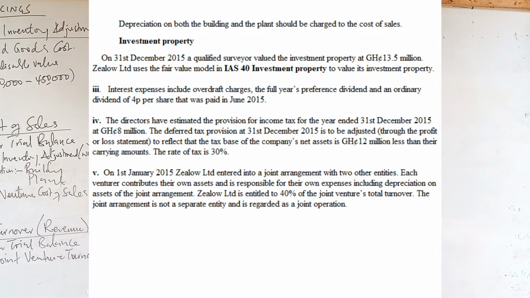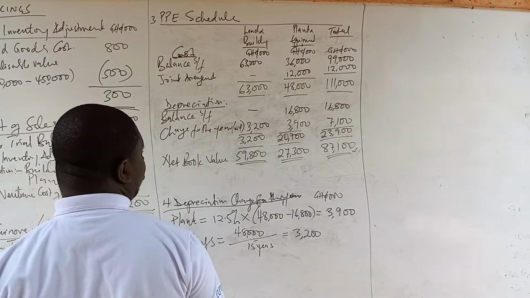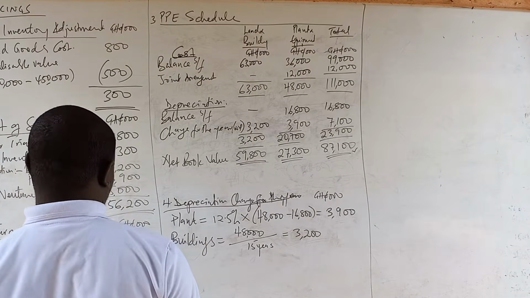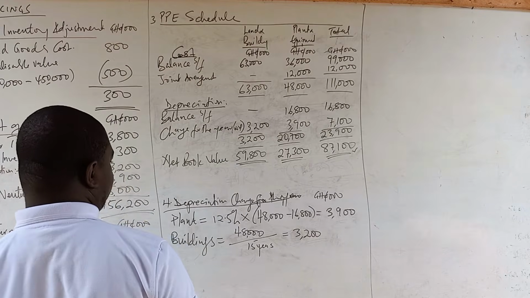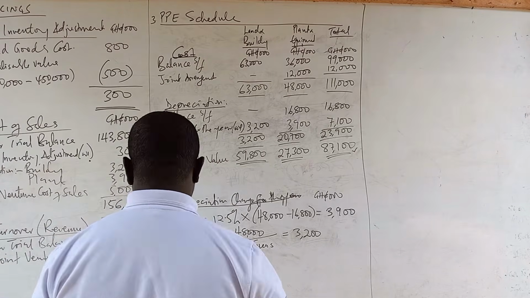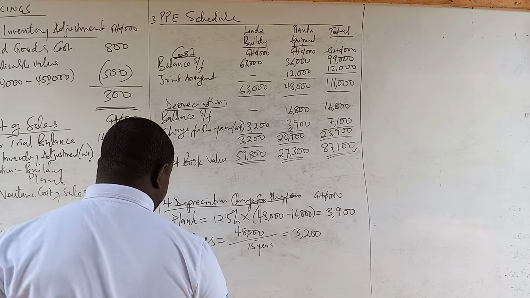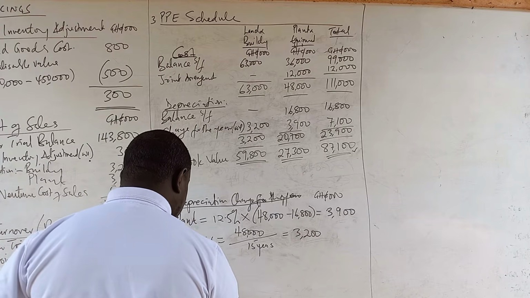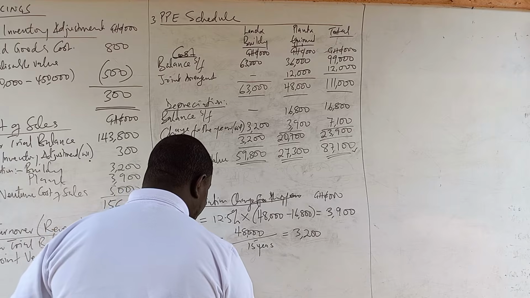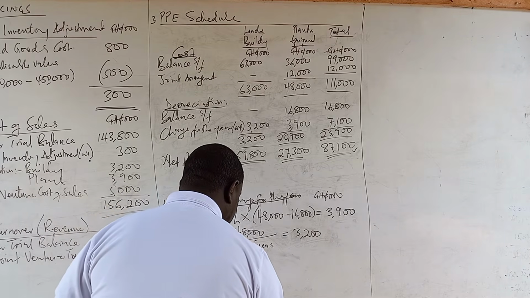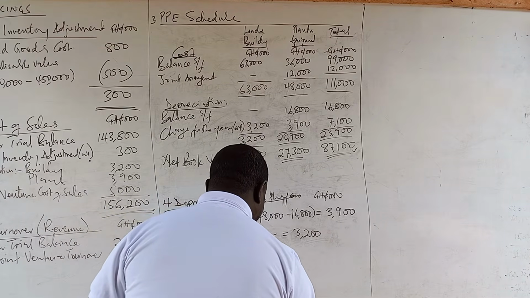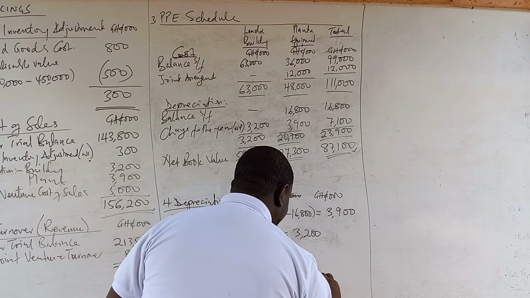So we just need to find the loss on the valuation. So that will be working number 6. Working number 6 will be for investment property. So loss on valuation of investment property.